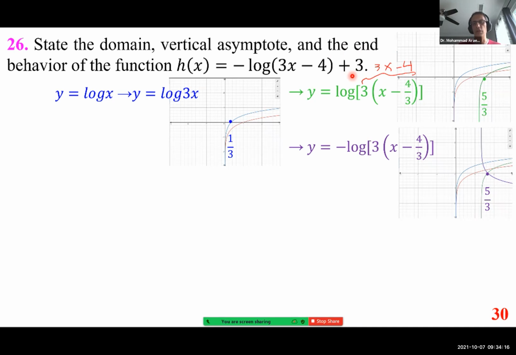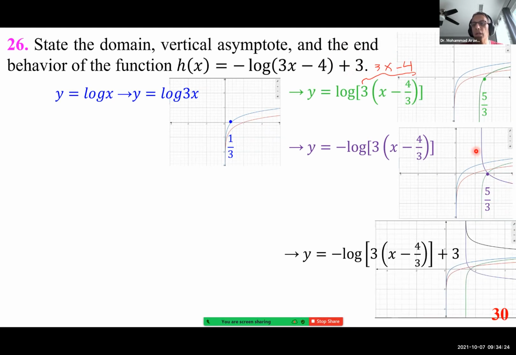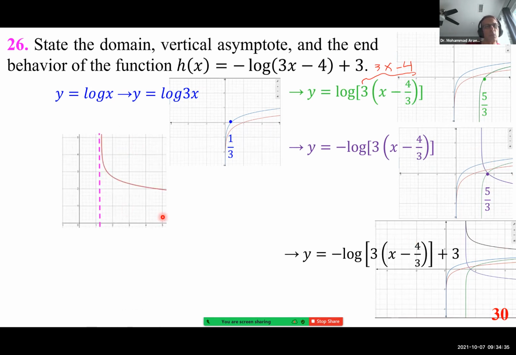And now we are going to move that up by how many? By 3 units. So this function moves up by 3 units. It looks like this, and it's hard to see what happened. That's why I like to separate it into a single one. And so what happens here is that that creates this vertical asymptote.